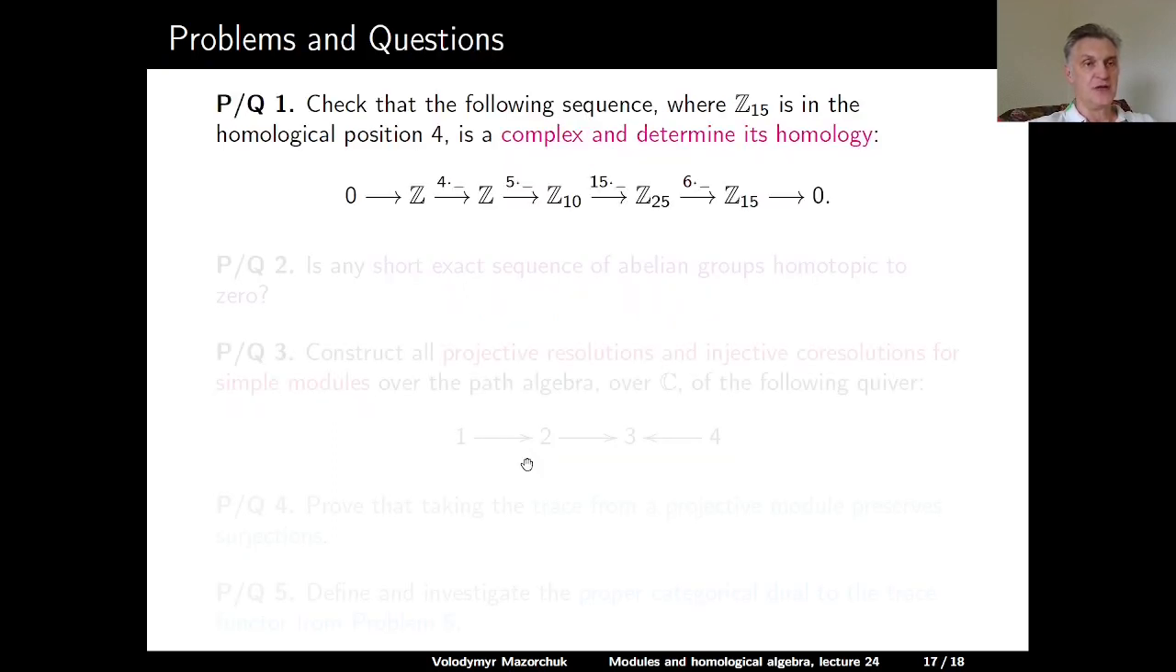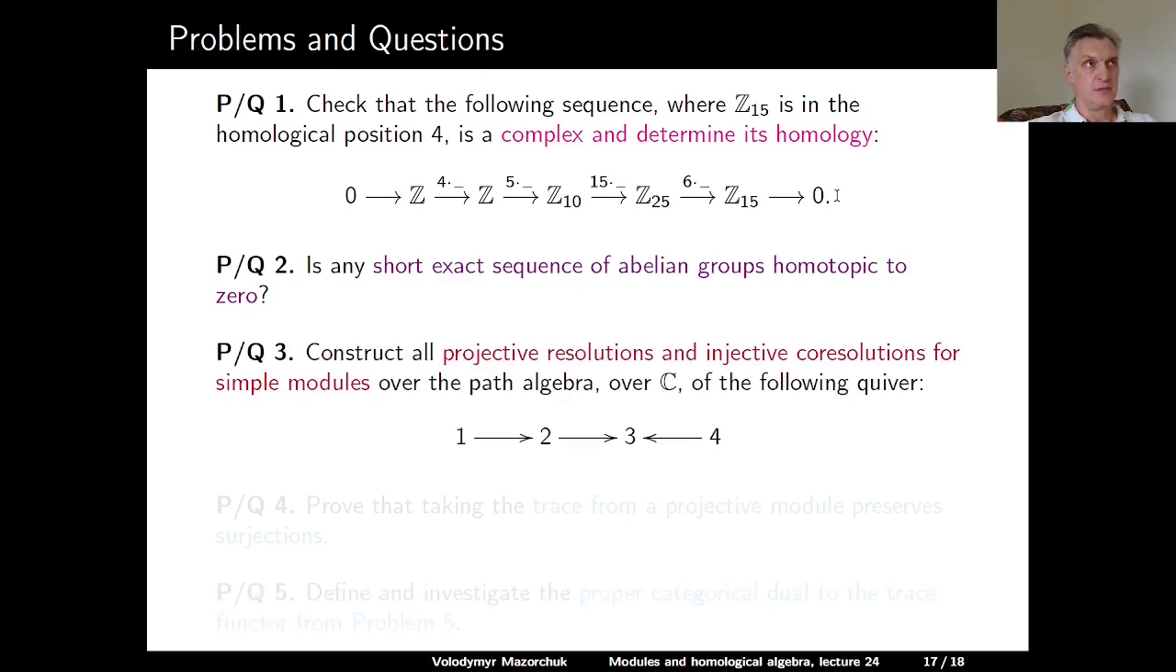Problem questions. Problem question 1. Check that the following sequence, where Z15 is in the homological position 4, is a complex and determine its homology. We have 0 goes to Z, multiplying by 4 we go to Z, multiplying by 5 to Z10, by 15 to Z25, and by 6 to Z15, and then to 0. Problem question 2. Is any short exact sequence of abelian groups homotopic to 0?